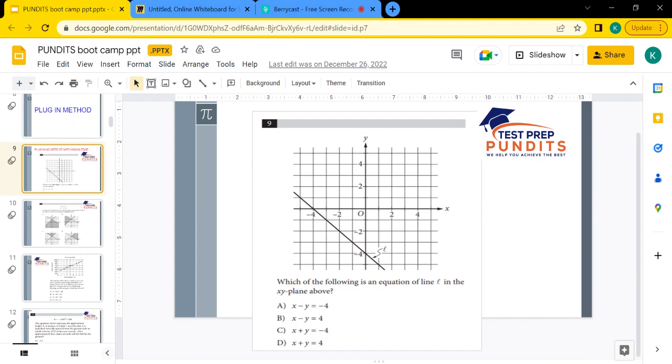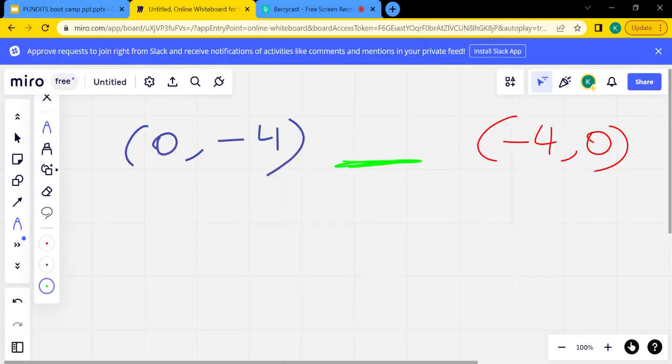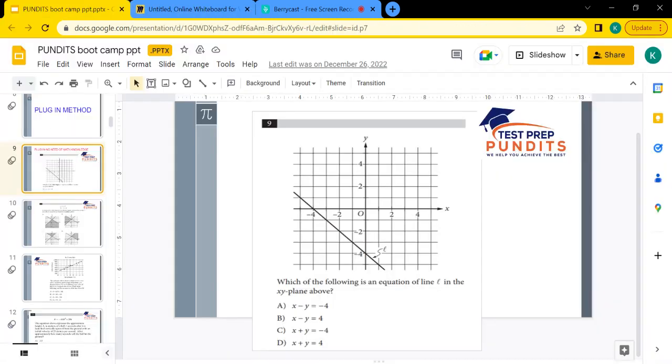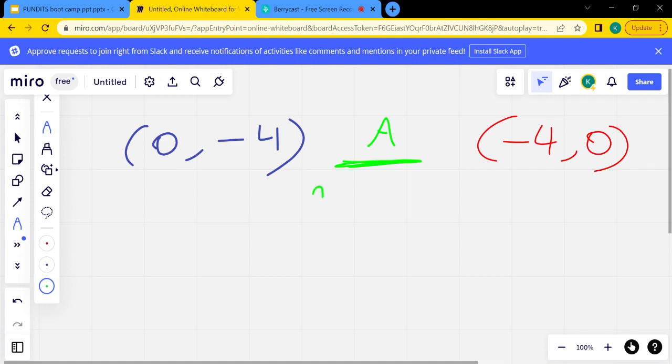Let's pick 2 points on this line that are going to make things easy for us. I'm going to pick the intercepts since one coordinate is 0. And we're going to see which of the equations in the answer choices is satisfied by both of those points. Let's take option A. I've already written down our points on the whiteboard, so we don't waste any time. Option A says x minus y is negative 4.